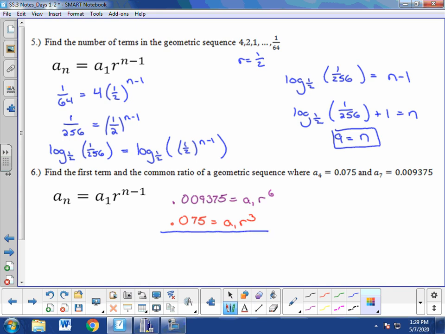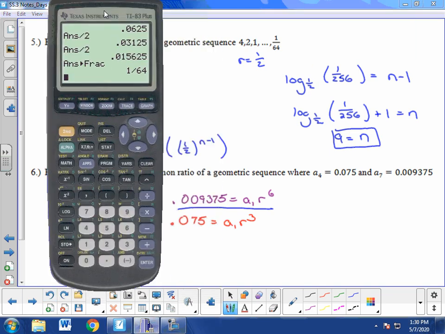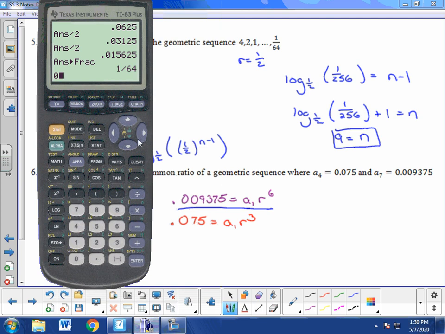But one thing that we could do here is divide the two equations. If I divide the two equations, I'm going to divide the numbers in my calculator: 0.009375 over 0.075. We talked about subtracting equations in the last topic, and that's the same as dividing the equations. I'm going to put this into a fraction. That's the same as dividing the equations, where we basically combine or divide the common terms.